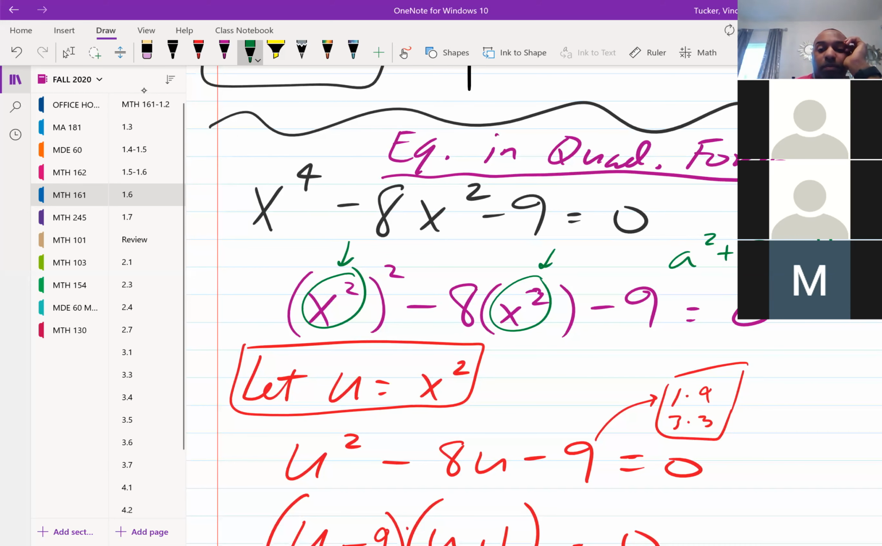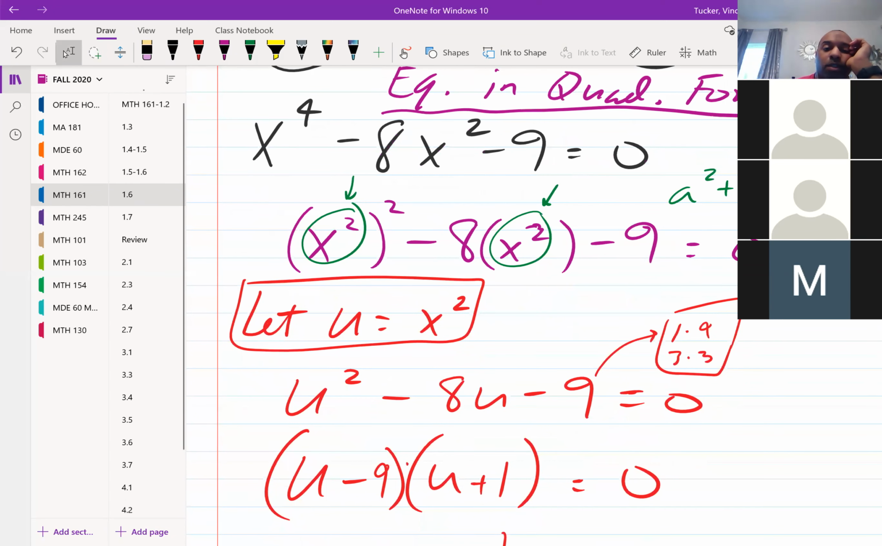Once again, we have x squared, and then in front we have x squared squared. So if we want to simplify the equation, we can let u be equal to x squared and rewrite the equation as just u squared minus 8u minus 9 equal to 0. So we use the fact that it was in quadratic form to rewrite the equation to make it easier for us to solve.